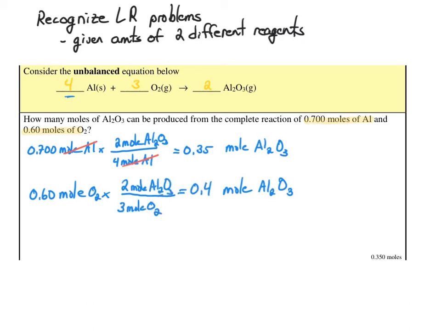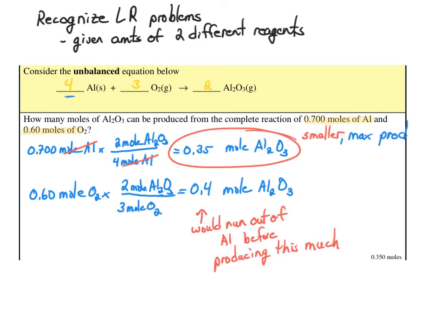So we have the amounts of product that can be generated if all of the aluminum is consumed and if all of the oxygen is consumed. For the max product, we choose the smaller of the two values. Again, we choose the smaller of the two amounts because we would never get to this other product before we'd run out of the limiting reagent. The reagent that leads to the max product is our limiting reagent. So we're going to label the aluminum limiting reagent. Oxygen is our excess reagent.